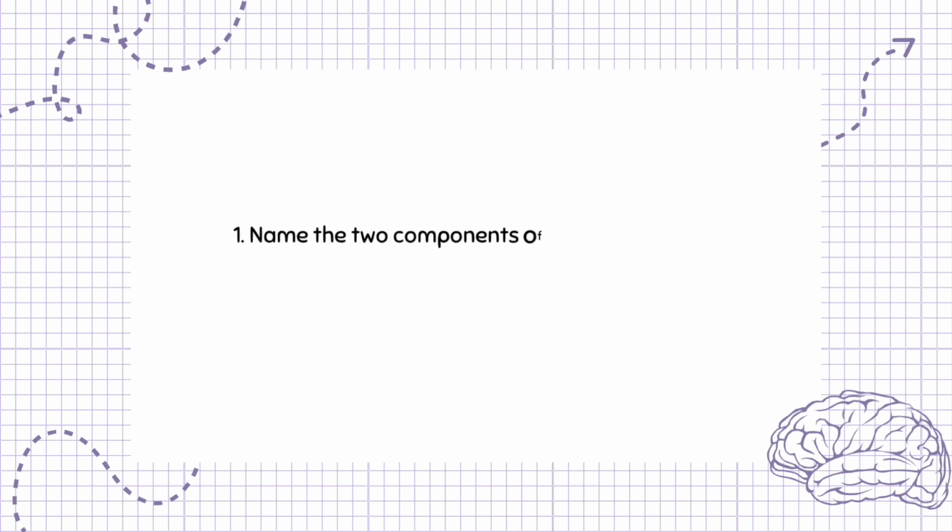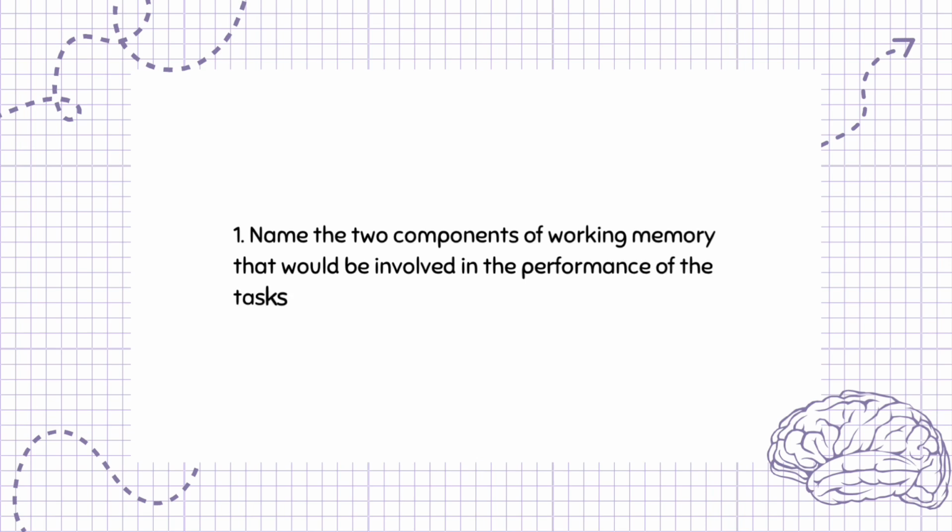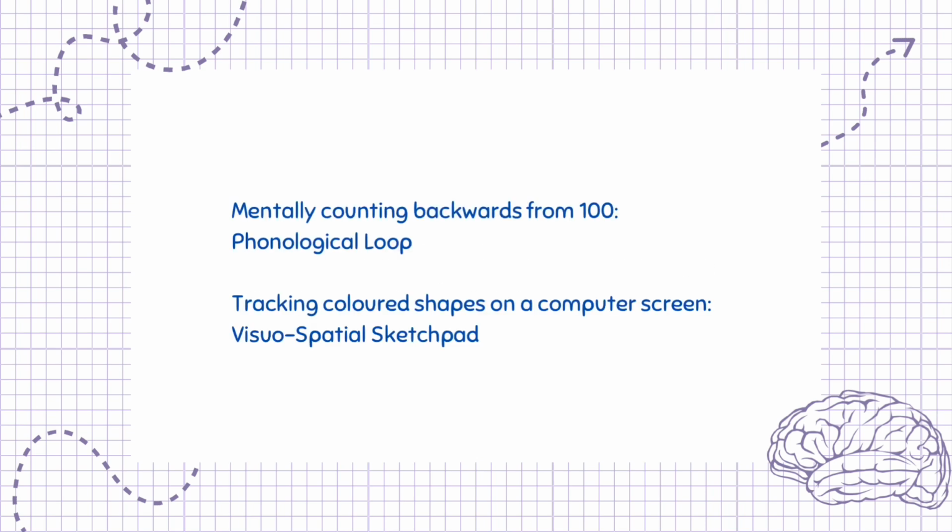Question 1. Name the 2 components of working memory that would be involved in the performance of the tasks in Condition A, 2 marks. Mentally counting backwards from 100, phonological loop. Tracking colored shapes on a computer screen, visuospatial sketchpad.